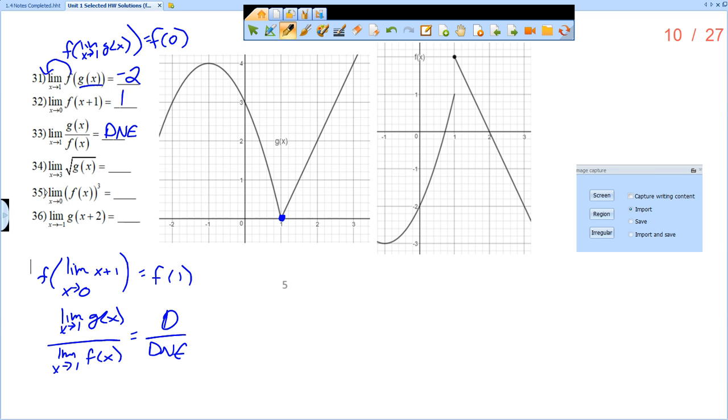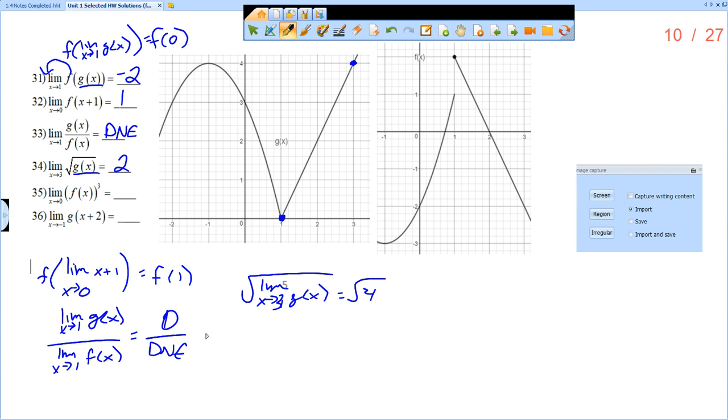All right. Next, okay, we have g of x, which is inside of a square root. And so we're going to take the square root out and evaluate the limit as x approaches 3 of g of x. All right, so go to the graph of g. What is the limit as x approaches 3 of g of x? That is 4. And so we get the square root of 4, which is, of course, 2.